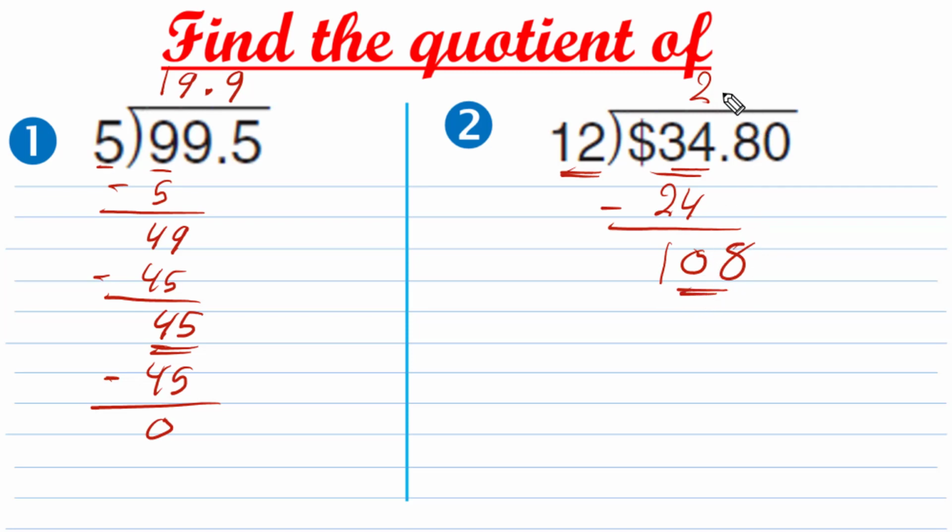But don't forget, guys, to insert the point in the quotient. 108 divided by 12 equals 9. You can try. 9 times 2 equals 18. 9 times 1 equals 9, plus 1 equals 10. So it will be 108. Now draw a line and subtract, it will be 0. Finally, 0 divided by 12 equals 0. Now the quotient equals 2.90.